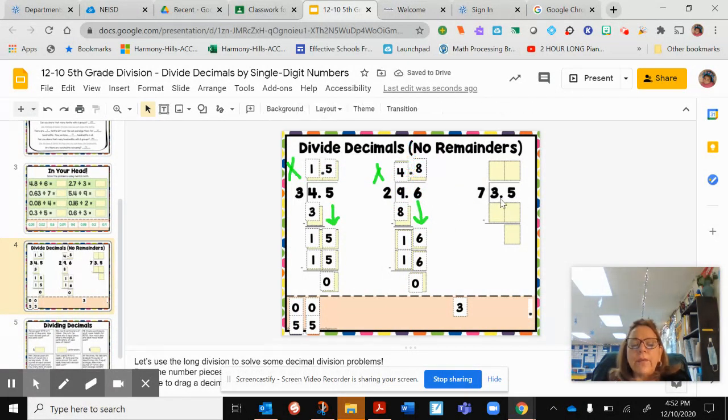All right, now the final one. Oh, this looks familiar, doesn't it? Okay, 7 cannot go into 3. I cannot take my 3 wholes and put those into the 7 groups. So it becomes a 0.